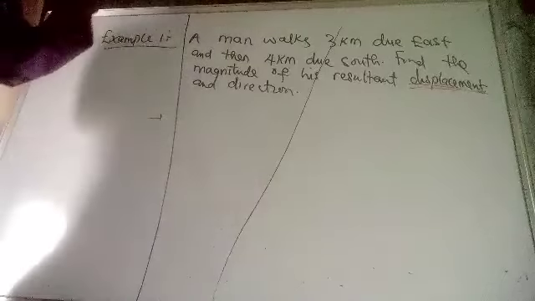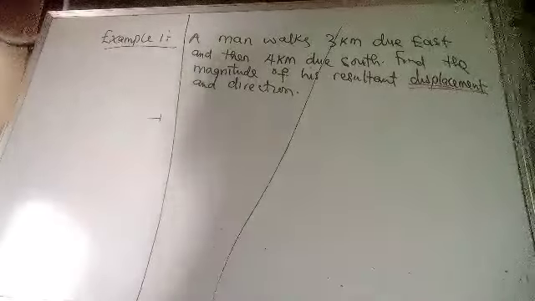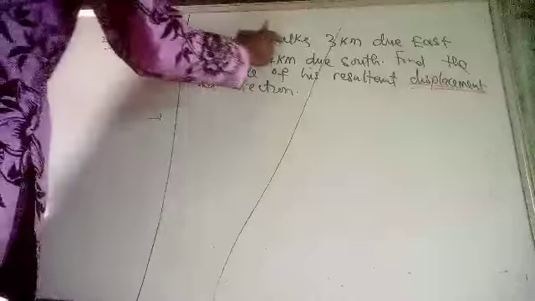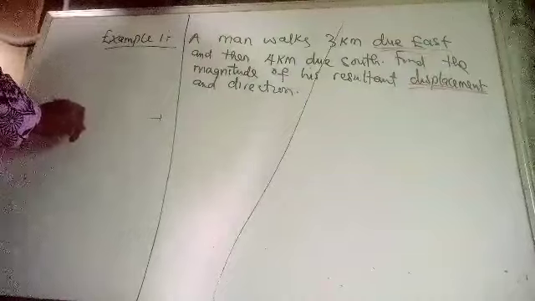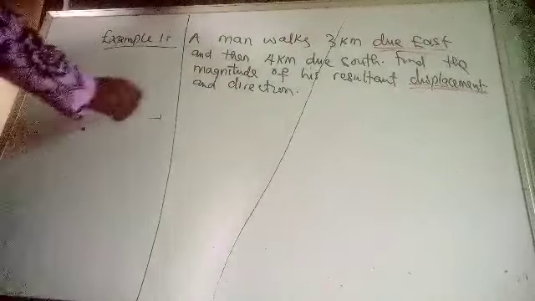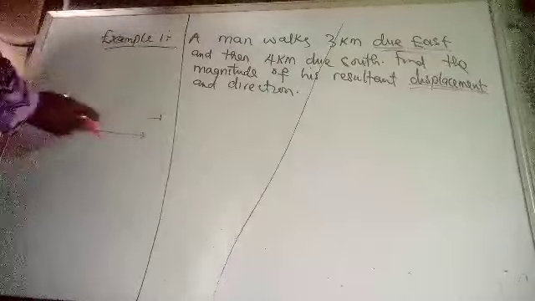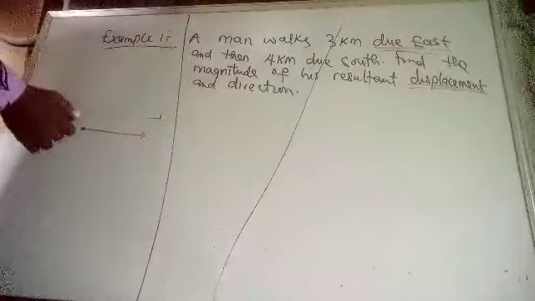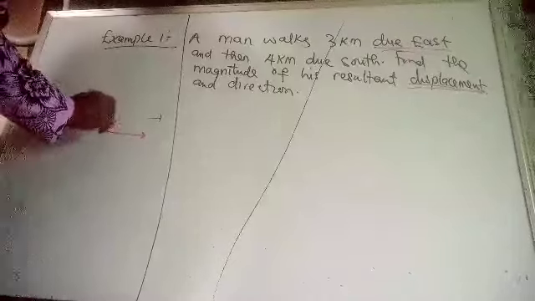And vector displacement is vector, while distance is scalar. So, a man walks due east. Let me sketch it here. This is a starting point, let's assume. So, if someone walks due east, that means he's walking horizontally in the right direction, because to the left direction is west. So, 3 kilometers. Let this represent 3 kilometers.